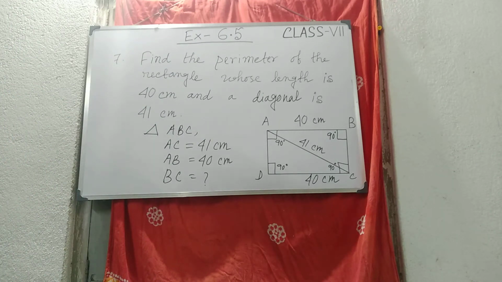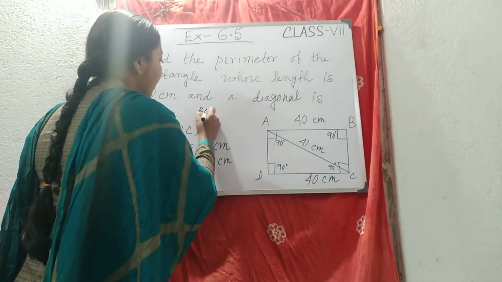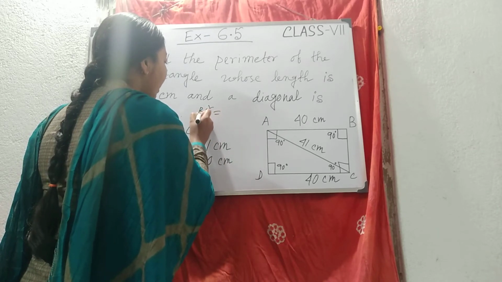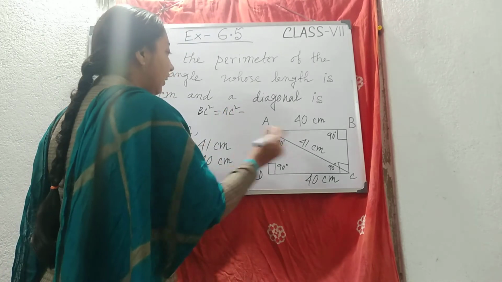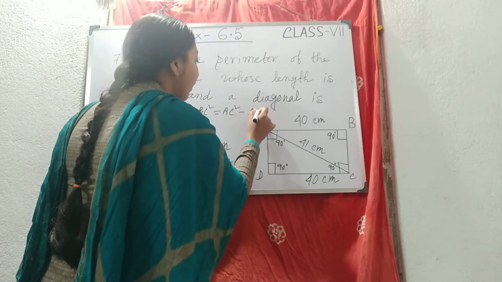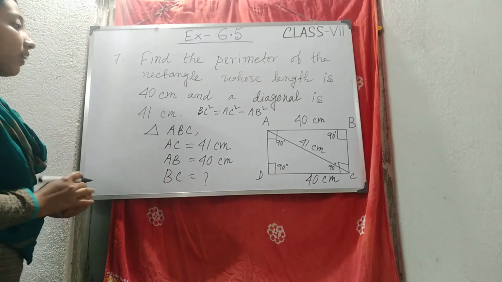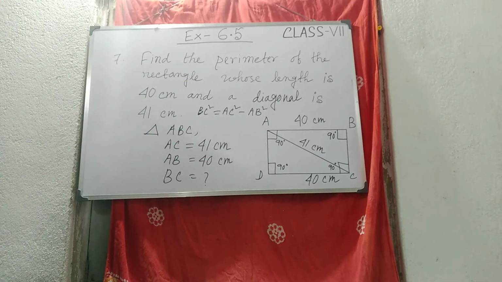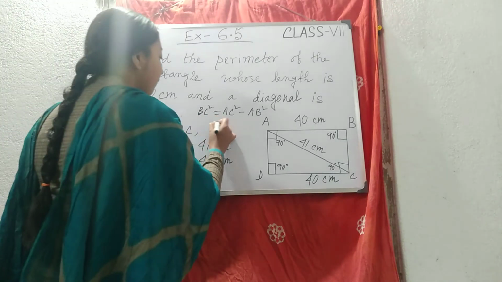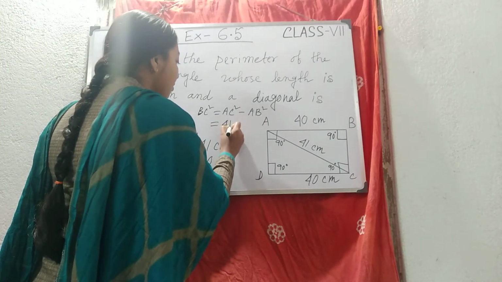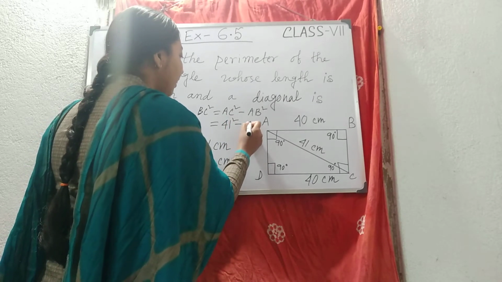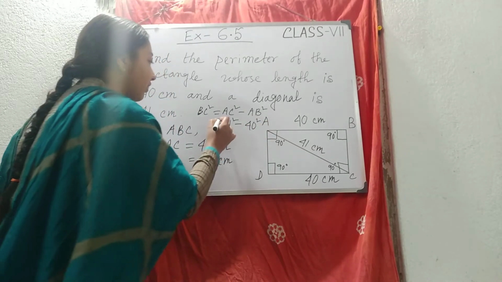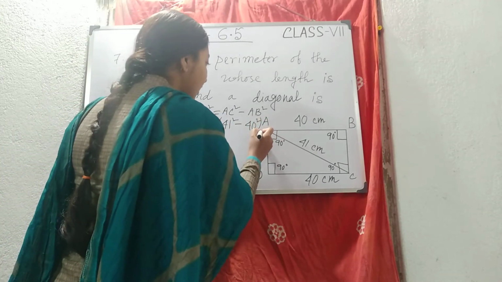Yes, we have learnt BC square equals hypotenuse square, means here AC square, minus other leg square, means AB square. Okay. So BC square equals hypotenuse square minus other leg square. So AC square, it is given 41. So 41 square minus AB, which is given 40, square. And for unit, you have to write centimeter.